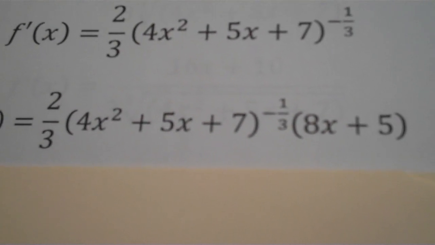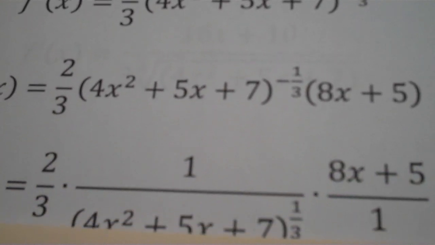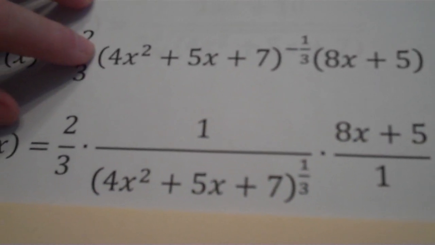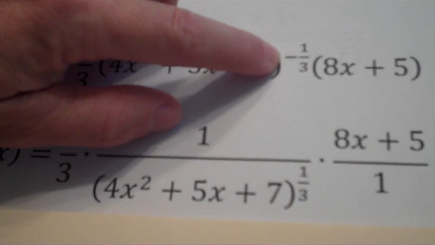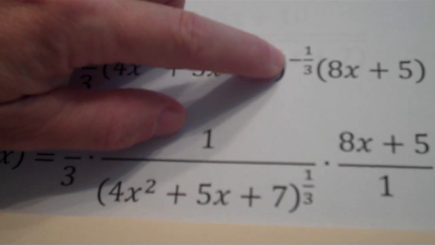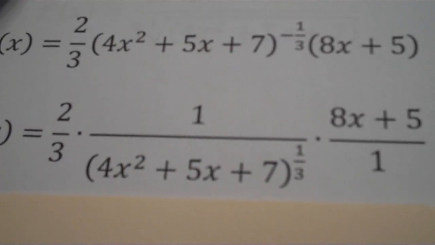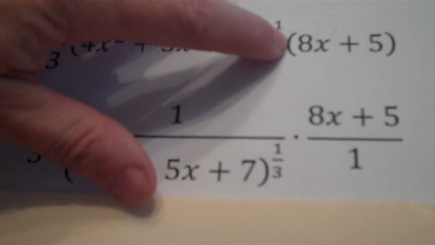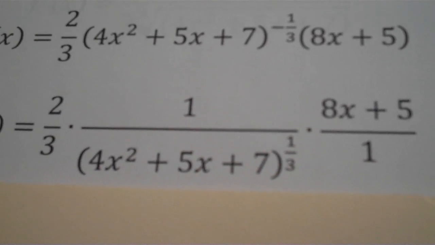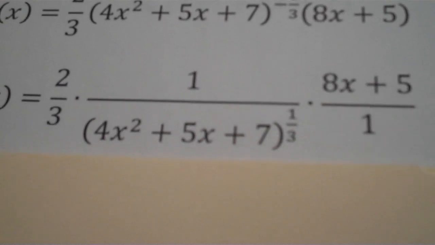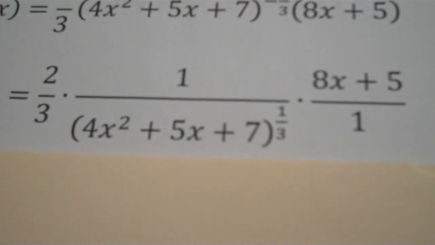So let's go ahead and look at this. First of all, my fraction, I've got a 2 on top and a 3 on top. And I'll go ahead and write these other things as fractions as well. This negative 1/3, you'll recall, really says that this is in the denominator. So I just simply move it to the bottom and make it a positive 1/3. And my 8x plus 5, frankly, I'll just go ahead and write like it's 8x plus 5 over 1. Now I have all three written as fractions, and basically in the numerator I have 2 times 1 times my 8x plus 5.